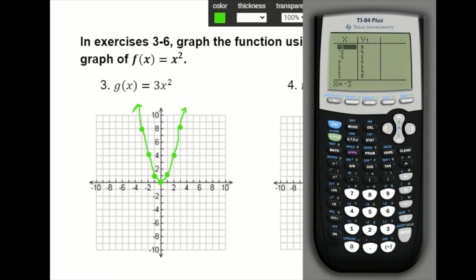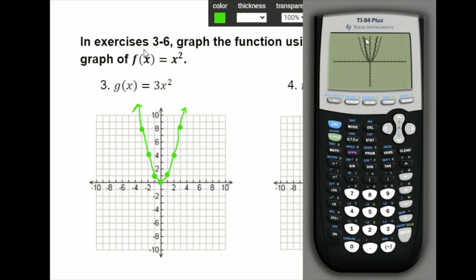Okay, and what we want to do is compare that to the new function. The new function in this case is going to be 3x squared. So I'm going to include that over here, and just so that I can visually see the difference, I'm going to change the thickness of the graph by going over here and hitting enter. That makes it a darker line. So when I hit graph, you can see the darker line is the new one.